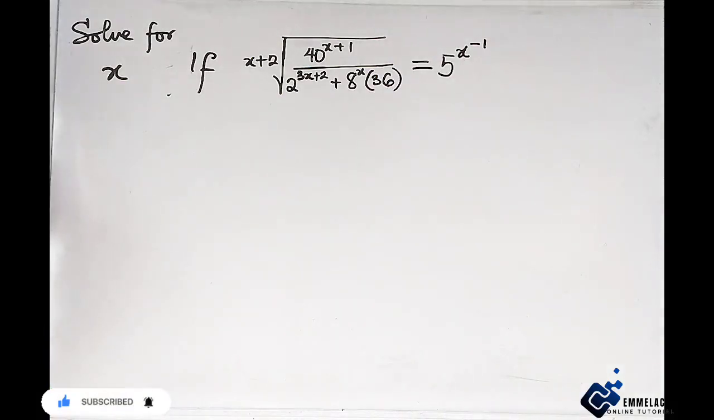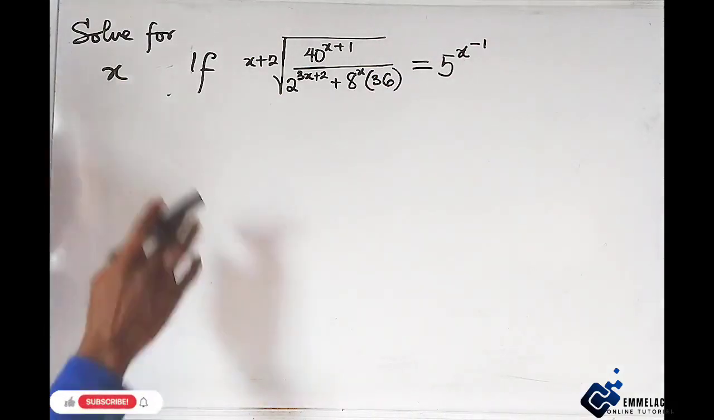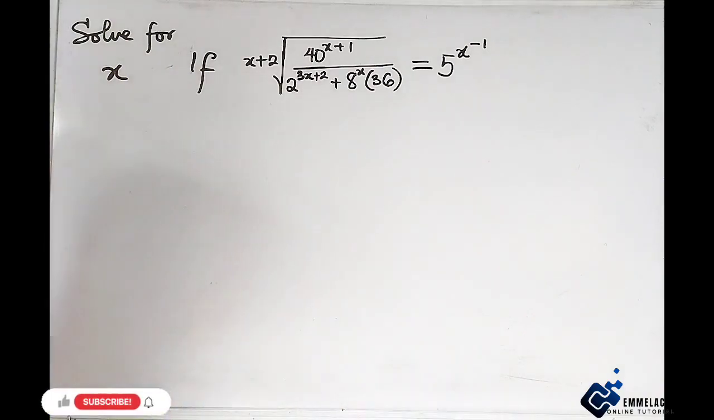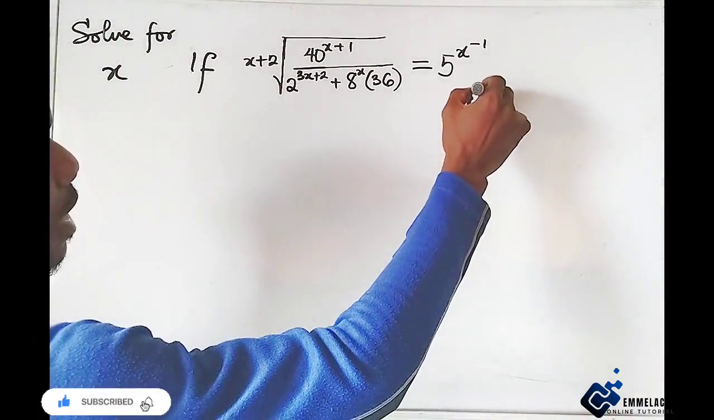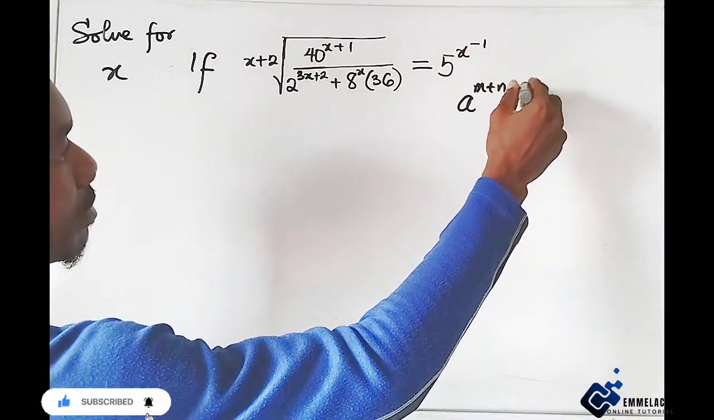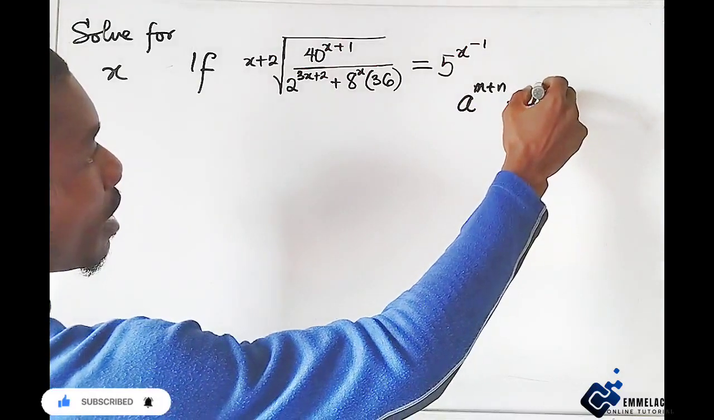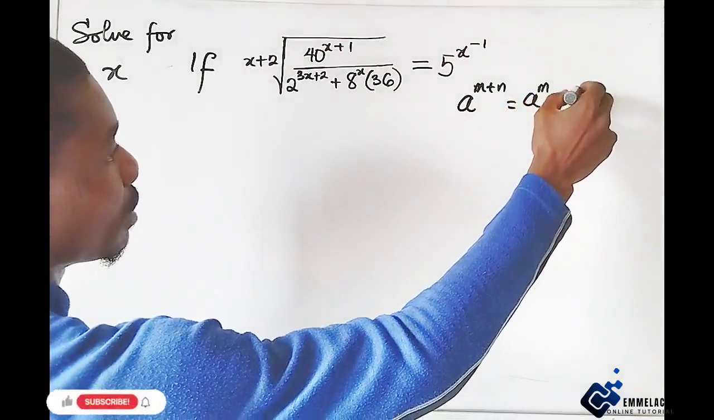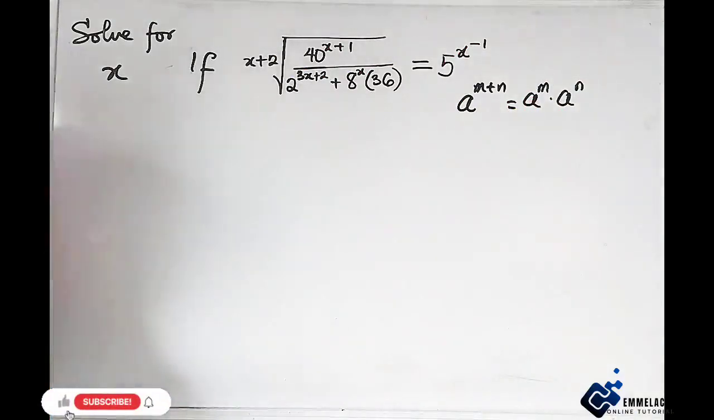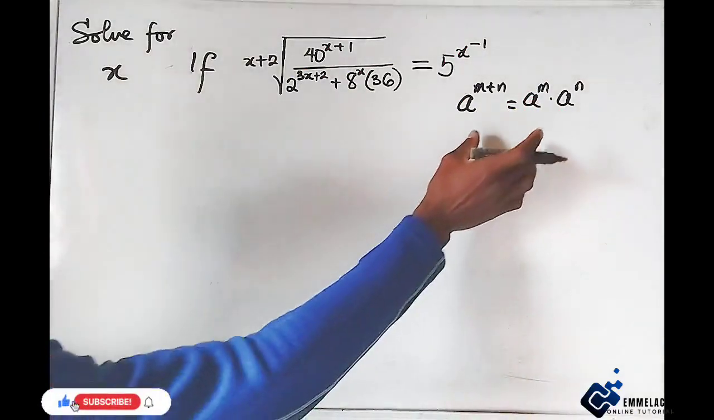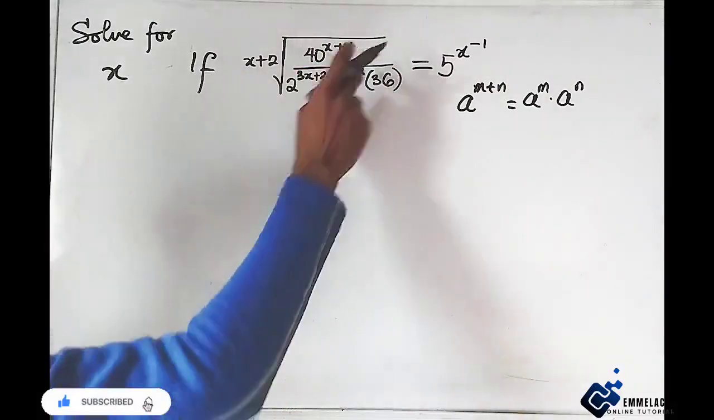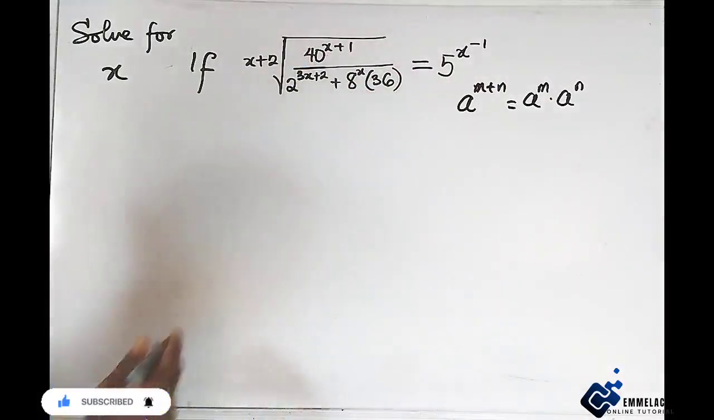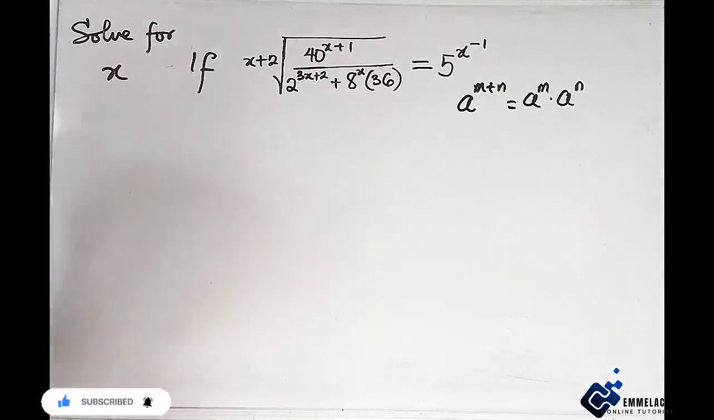Alright, first of all, what we need to do here is to apply the law of indices step by step. Let us recall that a raised to the power of m plus n is the same thing as a raised to the power of m times a raised to the power of n. Now let us apply this law to the expression in the radical.